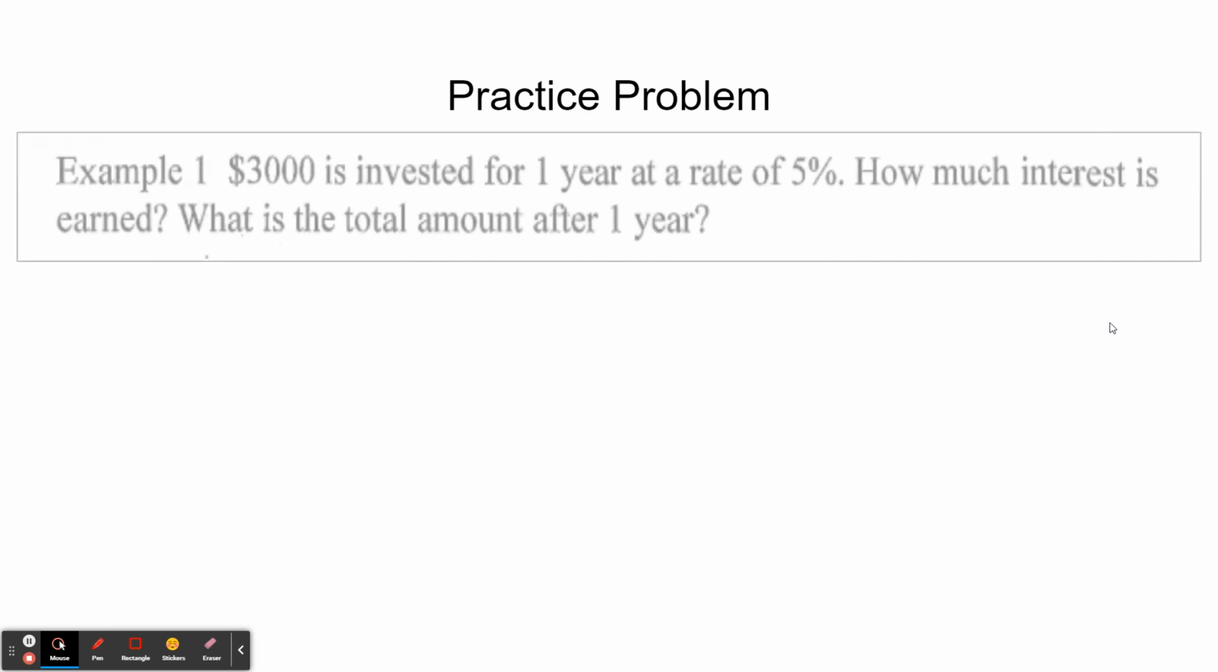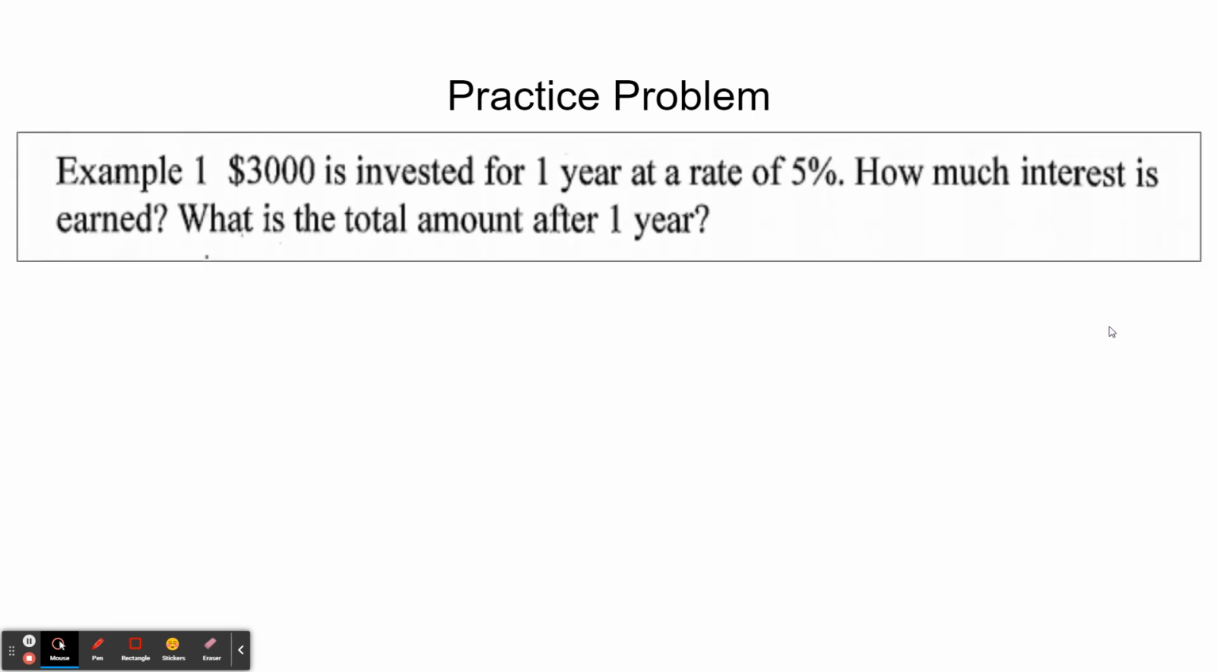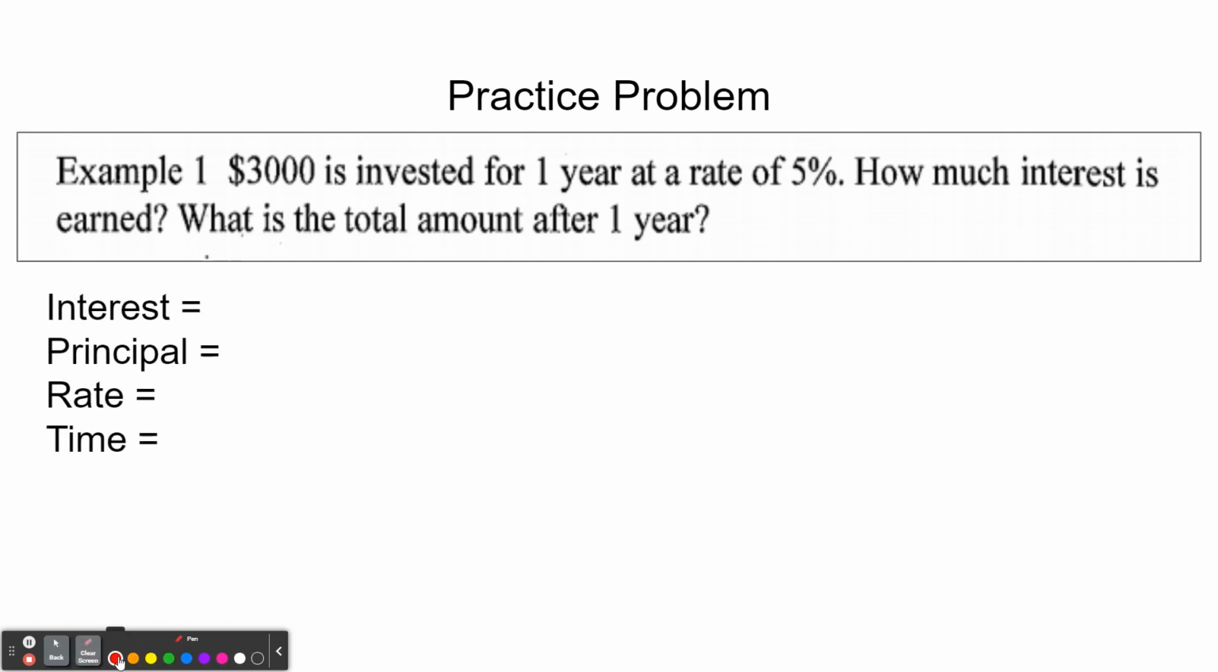So here's one practice problem for us. Example one, $3,000 is invested for 1 year at a rate of 5%. How much interest is earned, and what is the total amount after 1 year? All right, so our first thing here is we need to come up with our principal, right? Our principal is the amount of money we start with, which is $3,000. Okay, so we can start with that. We know that our principal is $3,000.